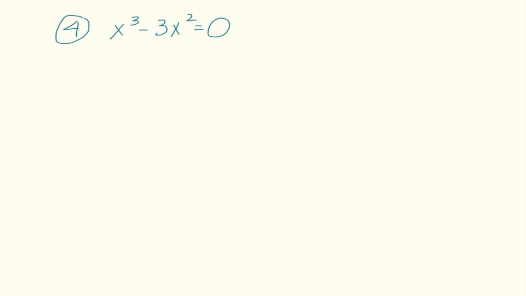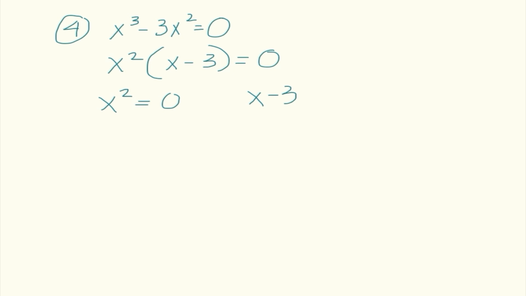Number 4, we have x cubed minus 3x squared is equal to 0. And this is really similar to one of our problems we had on our Chapter 5 test, except for the fact that this is cubed, it's not squared. It's already set equal to 0, so I'm going to try and factor this. First thing I notice is that I have a GCF of x squared, so I get x minus 3 equals 0. So I'm going to say x squared equals 0, x minus 3 equals 0. So we know that we get x is equal to 3.